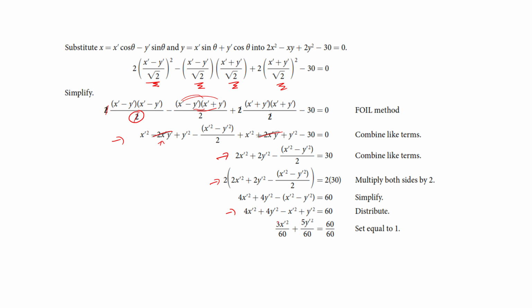Okay, and then again, they combine like terms. This is all nothing. So I'm combining x prime squared terms. I know that's weird, but we can do it. Y prime squared terms. We're putting all this together. We get down to here.